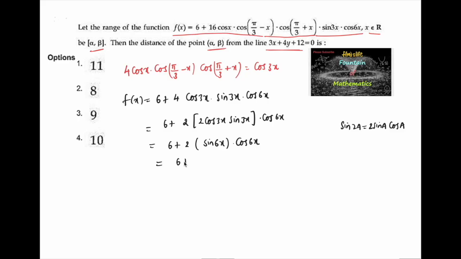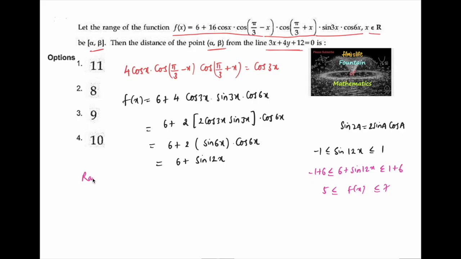So here we can write 6 plus again sin 2 into 6, that is 12x. And we know that sin, either it is x or sin 12x, lies between minus 1 and plus 1. Now adding 6, so minus 1 plus 6 is less than or equal to 6 plus sin 12x is less than or equal to 1 plus 6, that is 5 is less than or equal to f of x is less than or equal to 7.